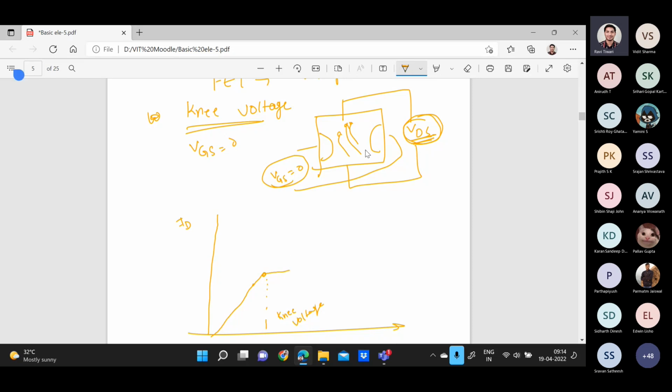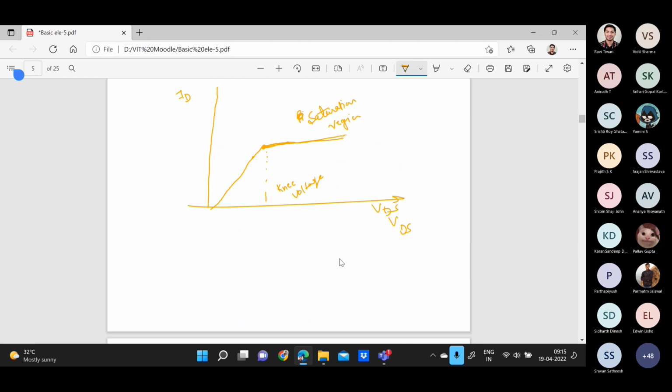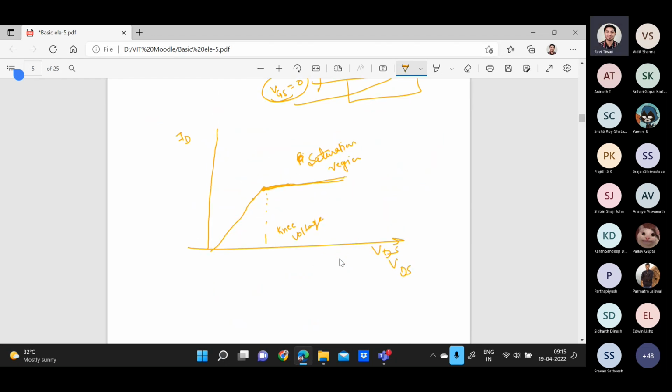The resistance will also increase because of the movement of electrons and because of the repulsion and attraction here. Resistance will increase. That will saturate the current. After this knee voltage, the current will not increase, and this portion is called the saturation region. So even if you increase your VDS value, this current ID will remain constant. So this is called the drain characteristic, and this is when VGS is equal to 0.